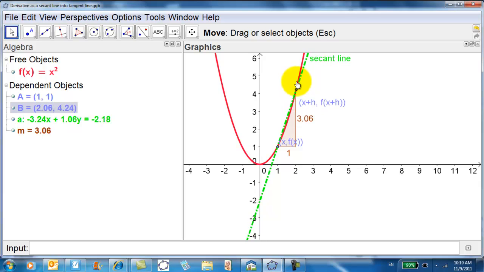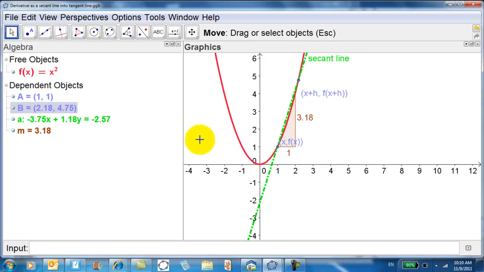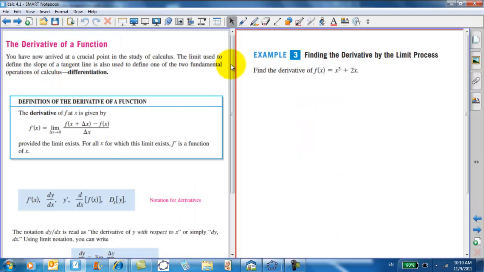Because a secant line, like a secant to a circle, is something that goes through 2 points on the circle. The tangent line is just supposed to go through 1 point. How do we get the tangent line then? Well, that's where the limit process comes into play. So let's look at it algebraically now, in terms of the notes.